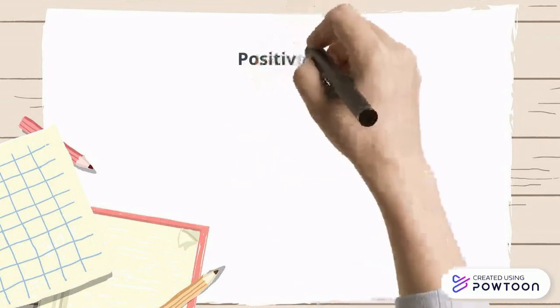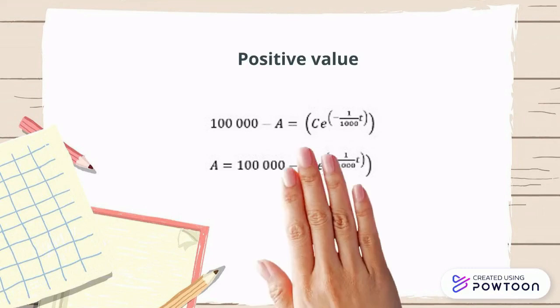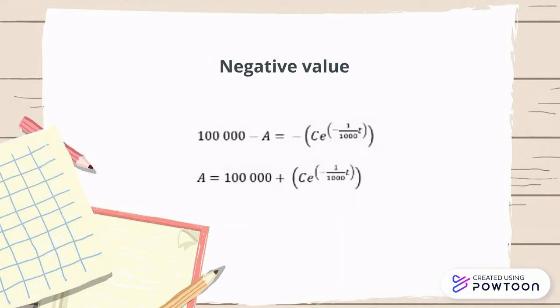So now, let's use the positive equation first. So 100,000 minus A is equal to c exponential to the power of -1 divided by 1000 t. So A is equal to 100,000 minus c exponential to the power of -1 divided by 1000 t. And for the negative case, we have 100,000 minus A is equal to negative c exponential to the power of -1 divided by 1000 t, so A is equal to 100,000 plus c exponential to the power of -t divided by 1000.